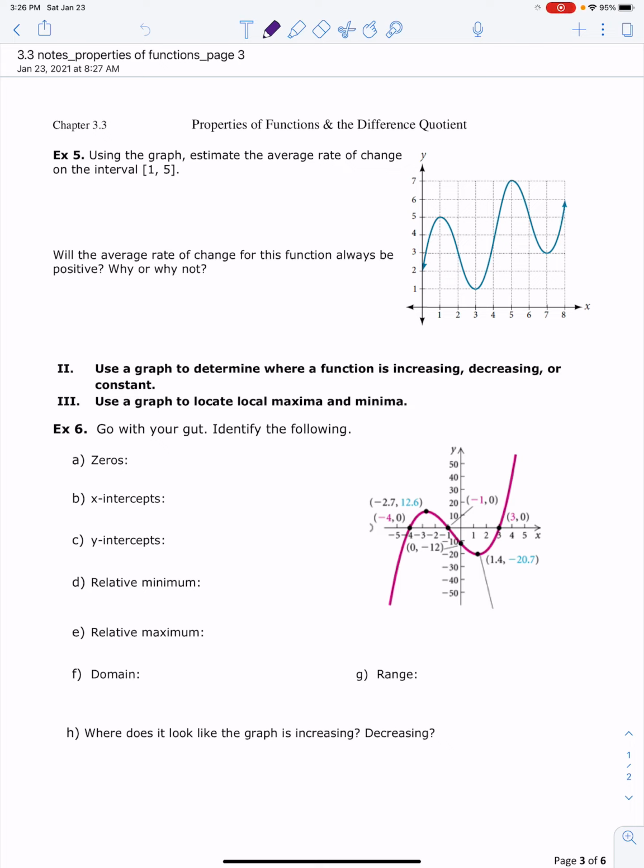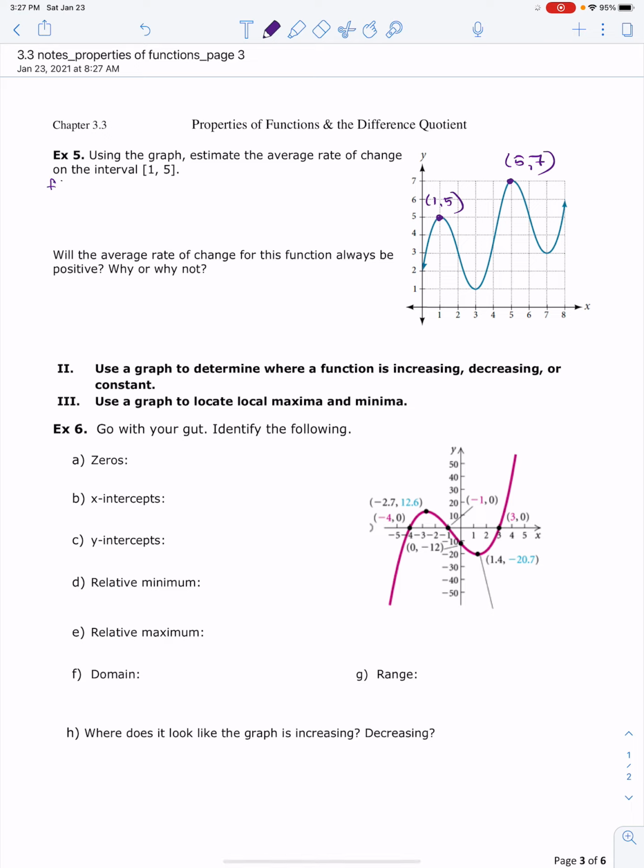3.3 notes, properties of function and the difference quotient, page 3. Example 5 asks us to use the graph to estimate the average rate of change on the closed interval 1 through 5. I'm saying closed interval because we have the square brackets on each end, which means it contains the endpoints. Here is one endpoint, it's the point (1, 5). Here is the other endpoint, it's the point (5, 7), or roughly, based on what we can read off of the graph.